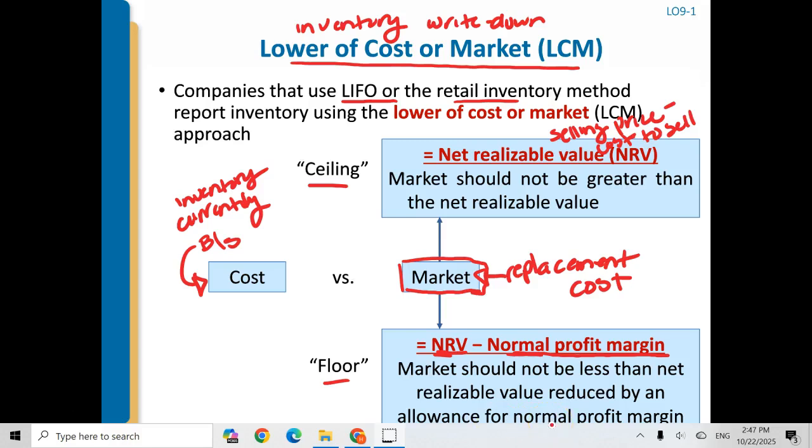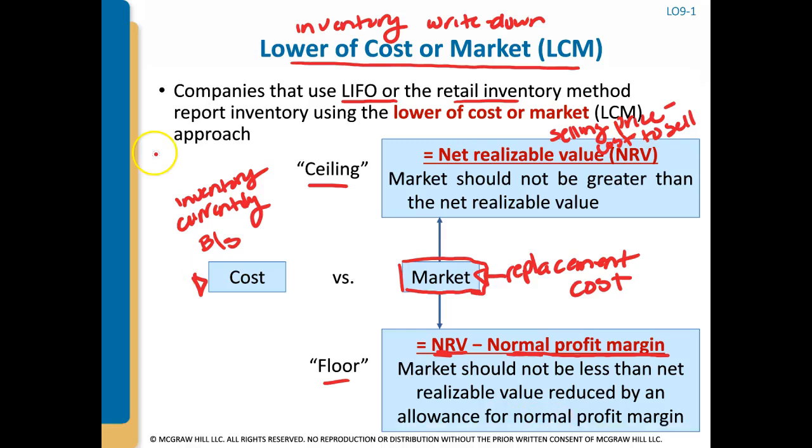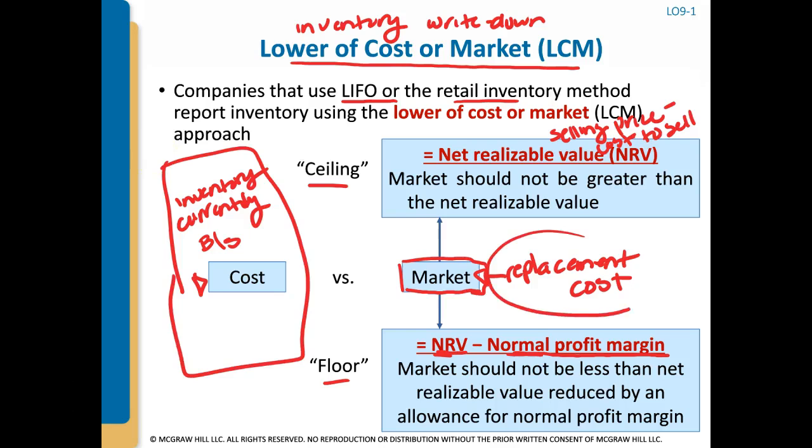So what you're going to do is look at your cost, right? And compare it to the replacement cost. However, the replacement cost cannot be above this ceiling and cannot be below this floor. So you have to calculate the ceiling, you know the market price, and you have to calculate the floor. And whatever is the middle of those three numbers, you then compare that to the cost. We'll go through an example, and I think it'll make more sense.